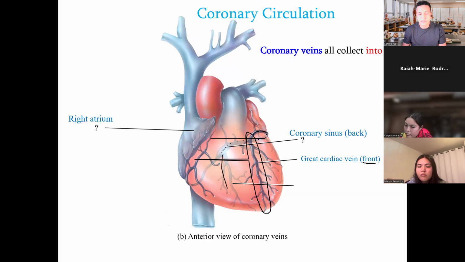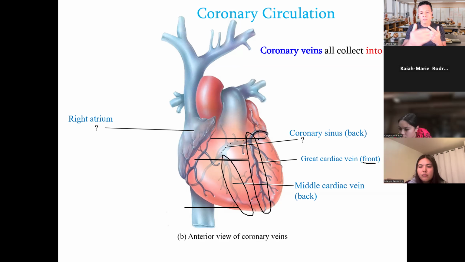And then this coronary sinus is going to branch off towards the apex of the heart, in the back of the heart, and it becomes what we call the middle cardiac vein. Okay, so these are the three coronary veins. The great cardiac vein in the front, coronary sinus going towards the back, and then a middle cardiac vein going towards the apex of the heart, in the back of the heart. Okay?